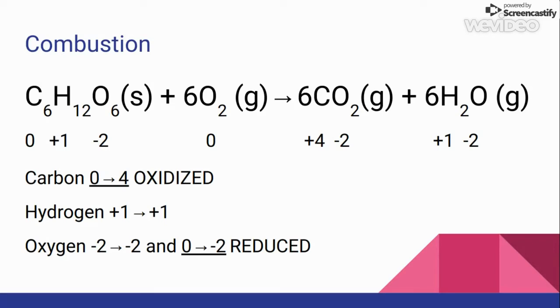So carbon on the reactant side has an oxidation state of 0, and on the product side, the oxidation state is +4. So that means carbon was oxidized. Hydrogen stays at +1 the whole time, so it was neither oxidized nor reduced. And the oxygen goes from -2 to -2, which means nothing, and 0 to -2, which means the oxygen was reduced.